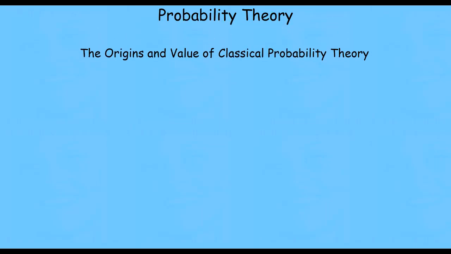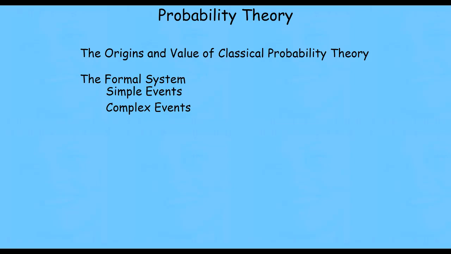So let's start with just the first chunk of that whole lecture. We're going to start with the origins and value of classical probability theory. So where did it come from and what's its use? Then we'll turn to articulating the formal system. And specifically, what we're going to talk about is how to represent simple events in the system, how to represent the probability of simple events in the system, how to represent complex events in the system, and how to represent the probabilities of complex events in the system.